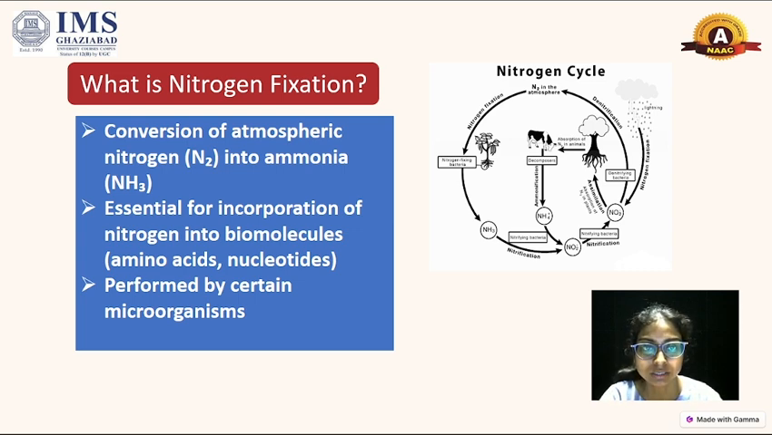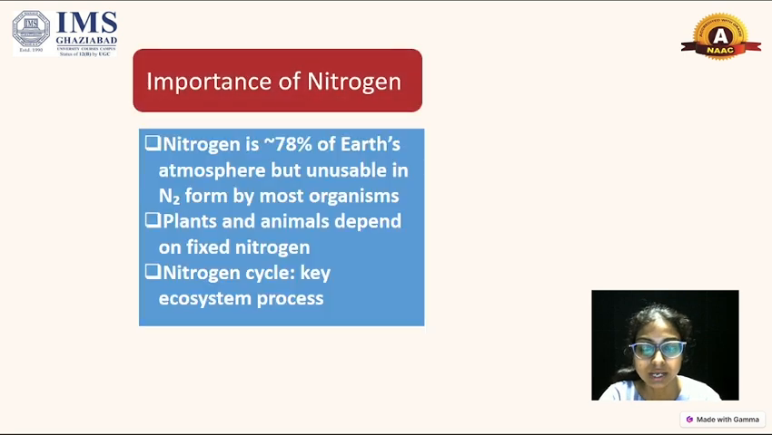This diagram shows that nitrogen is converted into ammonia, then into NO2 minus, then into NO3 minus. That process is known as nitrification, and it is further converted into N2 in the atmosphere, which is known as denitrification. Now, I would like to tell about the importance of nitrogen.